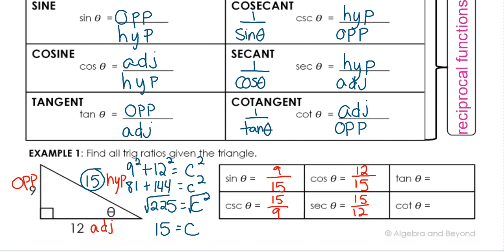And lastly, we have tangent of theta. So tangent is the opposite, which is 9, over the adjacent, which is 12. And then the reciprocal of that would be 12 over 9. So those are the 6 trig functions for that particular triangle.